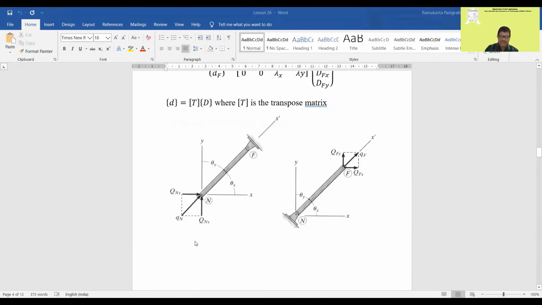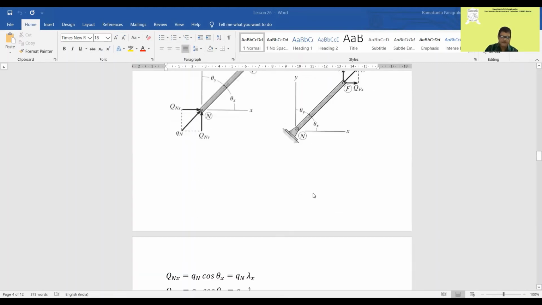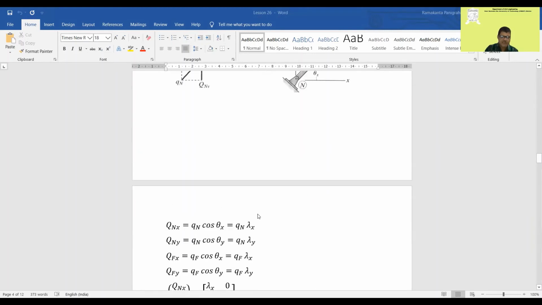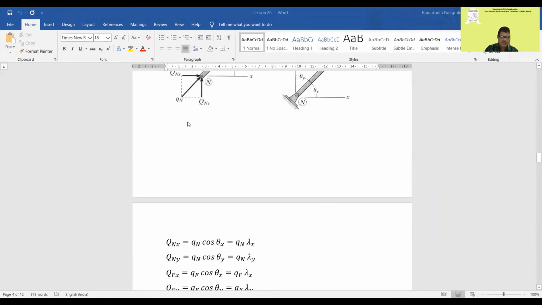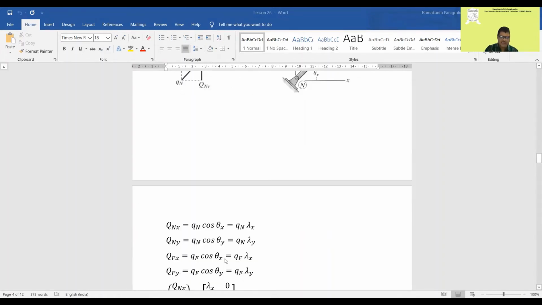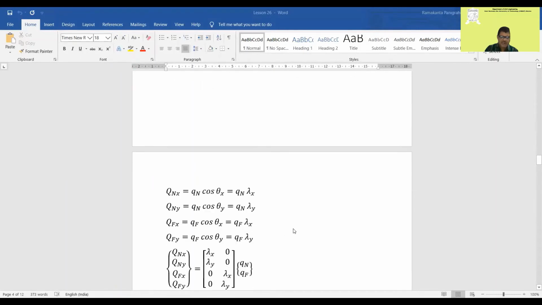So these are the global and local concepts: theta x, theta y, qn, qnx, qny, qf, qfx, qfy. Now come to the forces. How will the forces be related now? Similarly, you can write out qnx. Qnx is equal to qn cos theta x, qny is equal to qn cos theta y. So you can write the values.